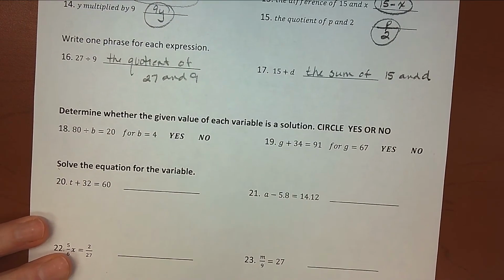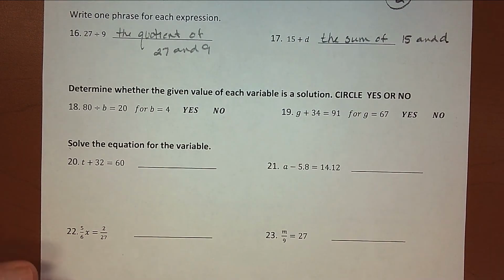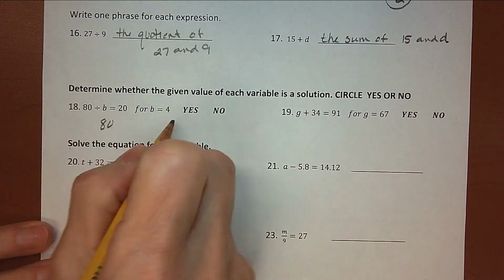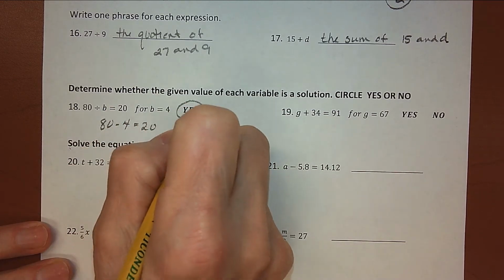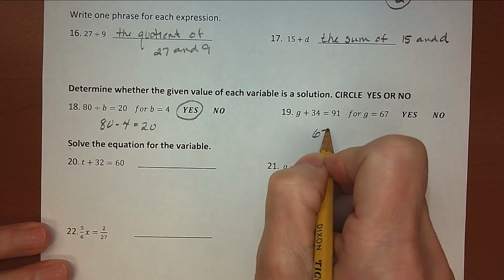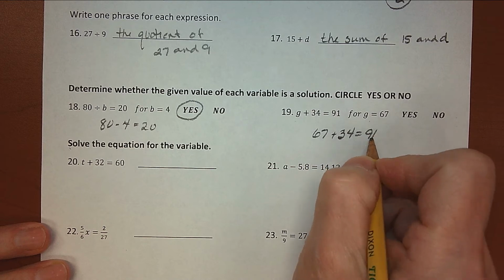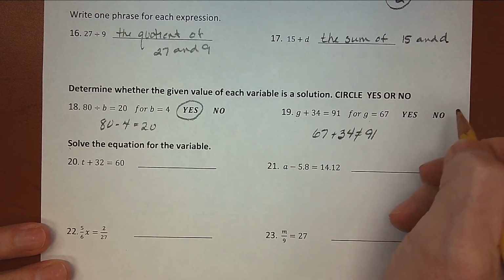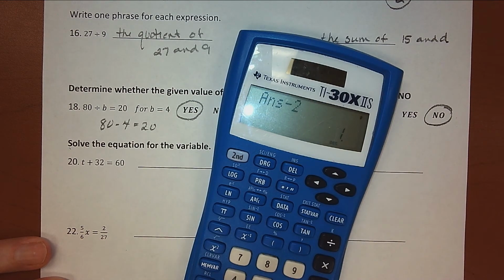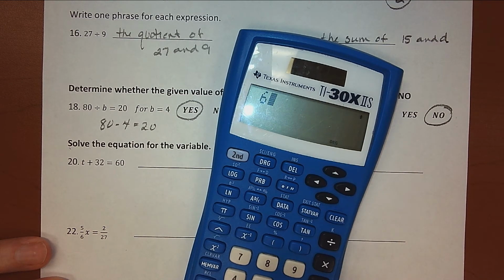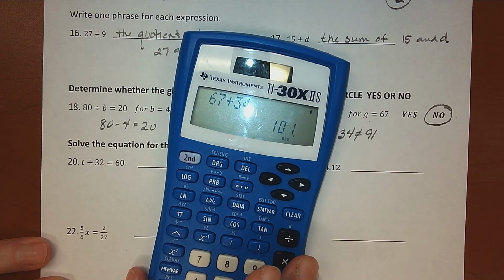All right, next section. Determine whether the given value of each variable is a solution to the equation. Circle yes or no. So we've got 80, and we want to know if dividing 80 by 4 would give us 20, and of course it does. And then we've got 67 for G, and we want to know if we add that 67 to 34 if we get 91. We don't. 67 plus 34 does not equal 91. I'm going to use our calculator over here to check that. Just clear my calculator out. 67 plus 34, and there you can see it's 101, not 91.